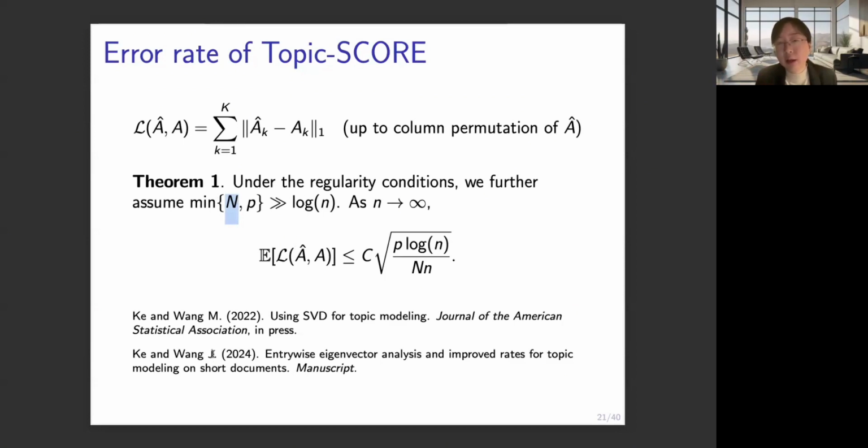So just under the help of my very capable postdoc, Jiming Wang, we now push these results to the short document case. Now we just need the document length to be at the order of log n. Then for the whole range, no matter long document case or short document case, we get this clean result. Okay. Is this rate optimal?